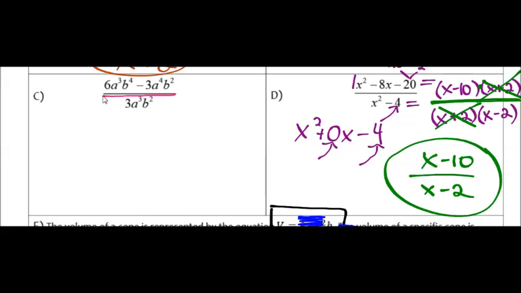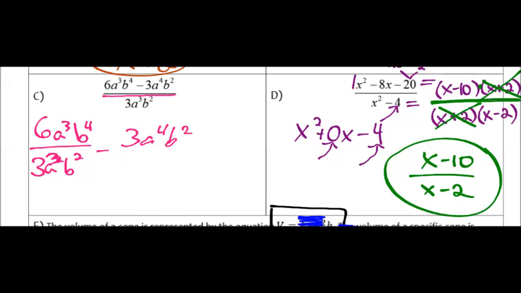I'm going to factor that out of each of those. And the way I'm showing that is just by writing my two fractions like this. The first term over 3a to the third, and b squared minus 3a to the fourth, b squared over 3a to the third. I did the exact same mistake. Should be a 3 there, b squared.